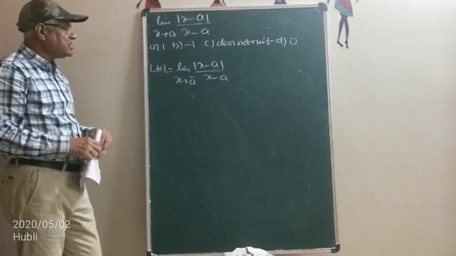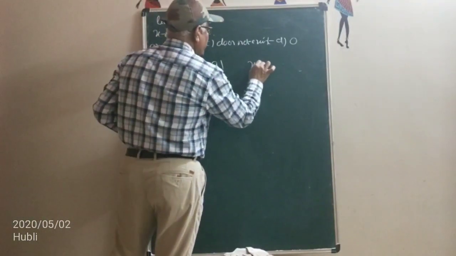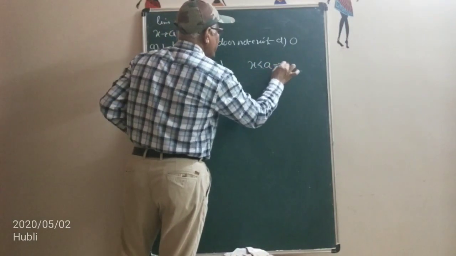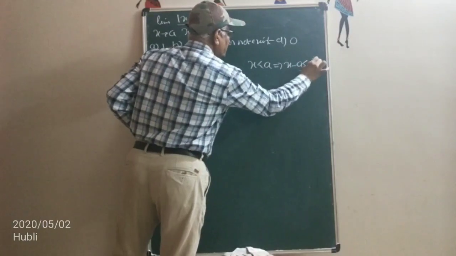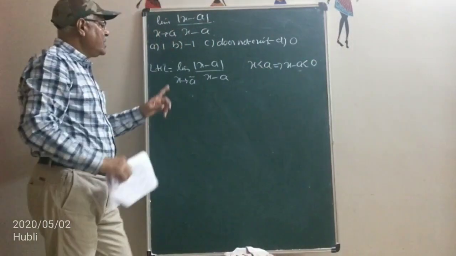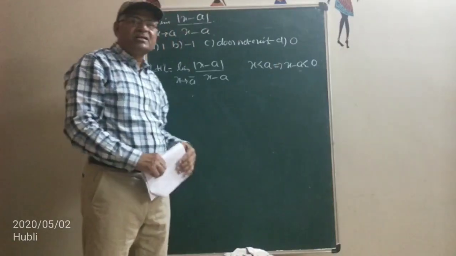Students, what do you mean by x tends to a minus? The x value is less than a. When x is less than a, it implies x minus a is less than 0. Are you understanding this term? When x is less than a, this term x minus a is less than 0.